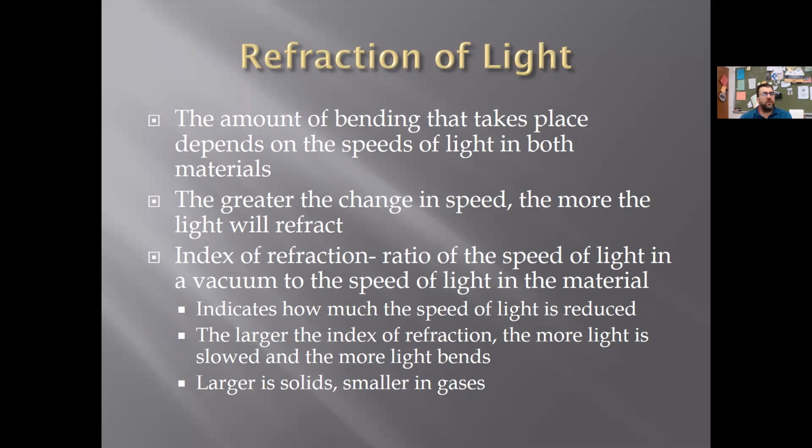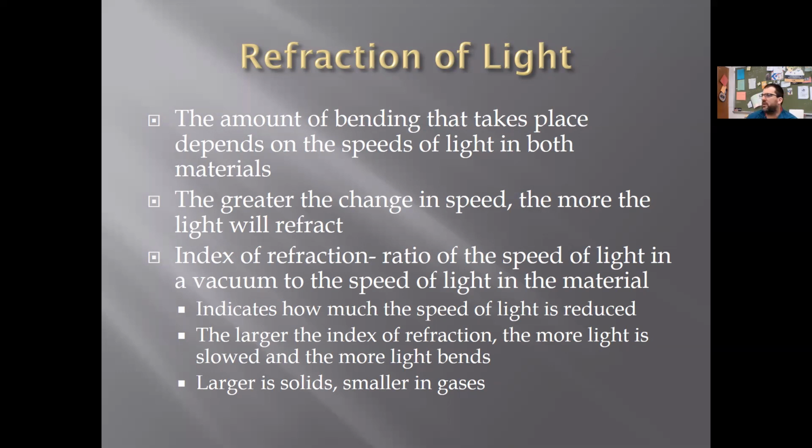We also talked last unit about the index of refraction of light. We saw that when we put our pencil or a straw in water, it looks like it's bent. We know that happens because of the change in speed. Our eyes and brain don't process that together, but we know that it is one piece. The greater the change in speed, the more the light will refract.